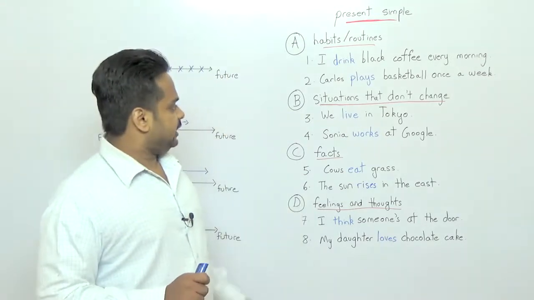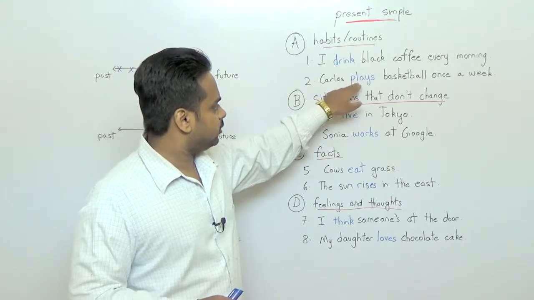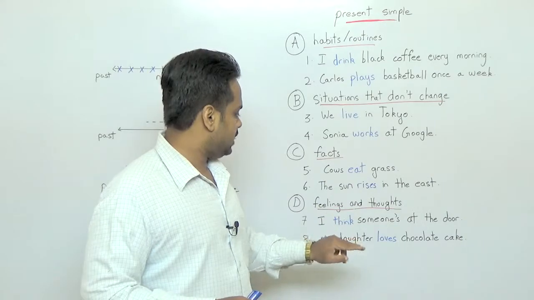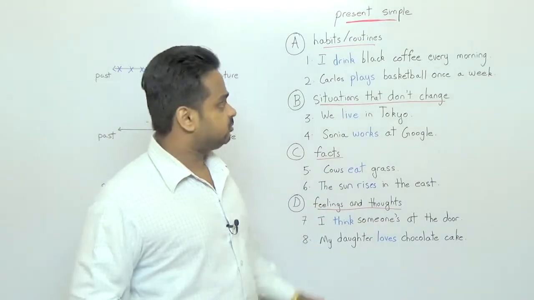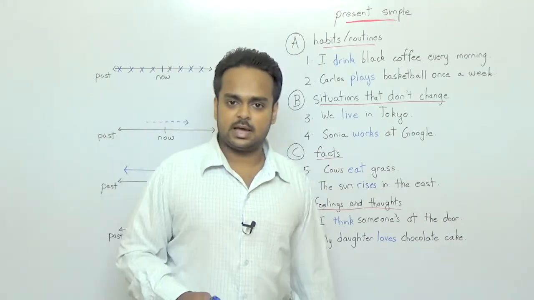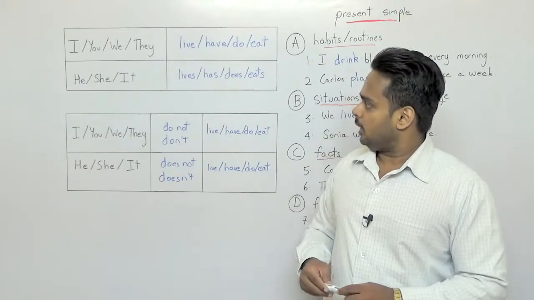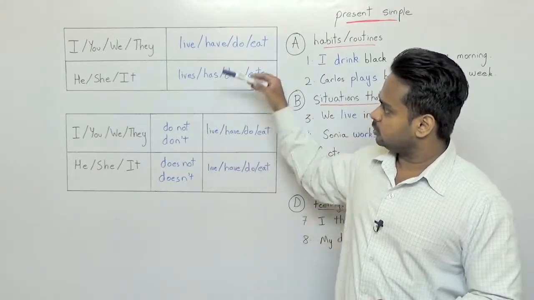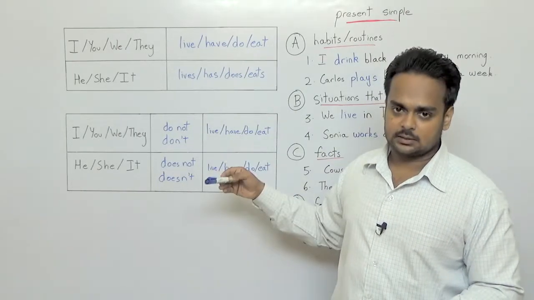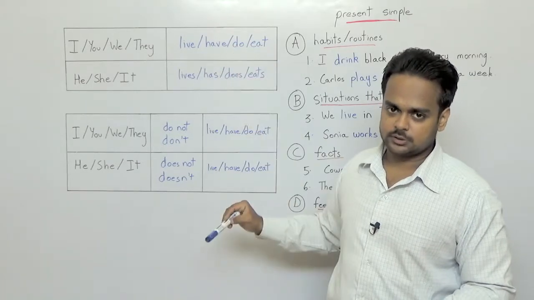All right, now, if you look at all these sentences, you will notice that some verbs have S, like plays, works, rises, loves. But some verbs don't have S, drink, live, eat, think. Why is that? Well, let's talk about that now. All right, here I have two charts. The first chart is for positive sentences and the second is for negative sentences. Let's talk about positive sentences or statements first.